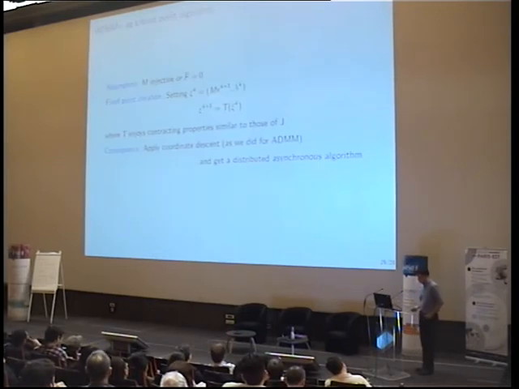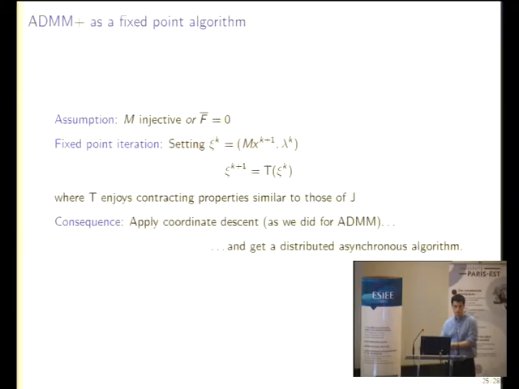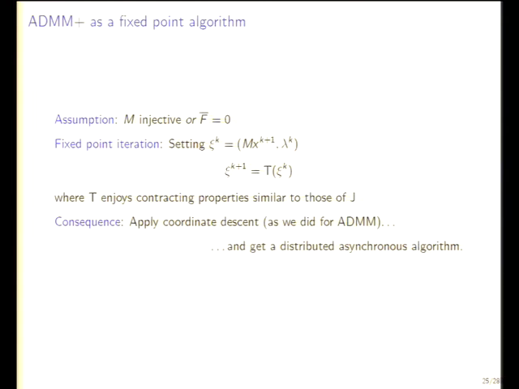So now, if we want to use this algorithm in order to derive an asynchronous and distributed optimization algorithm, we just have to do the same thing as before. Write this ADMM plus algorithm as a fixed point algorithm: zeta k plus 1 is equal to T of zeta k, where zeta k is a summary of the variables of the ADMM plus, and T is a certain mapping which enjoys, again, good contracting properties, very similar to those of J. So we have a fixed point theorem once again, and we can apply coordinate descent, just as we did for ADMM, and in that case, we will get an asynchronous and distributed algorithm.